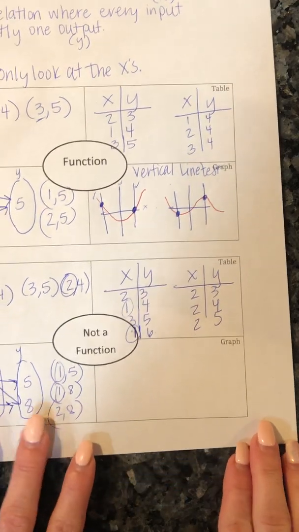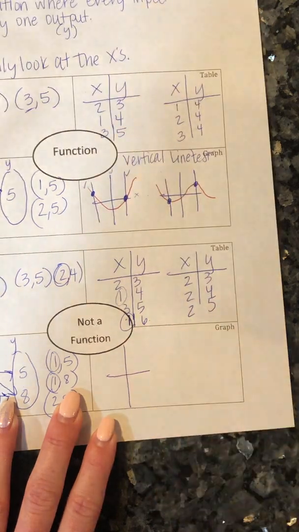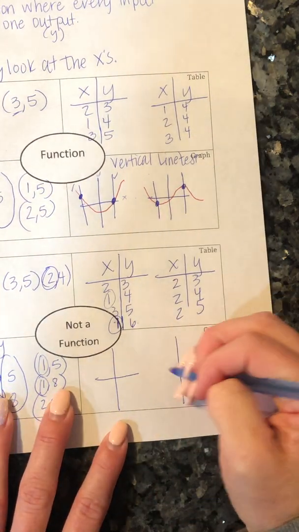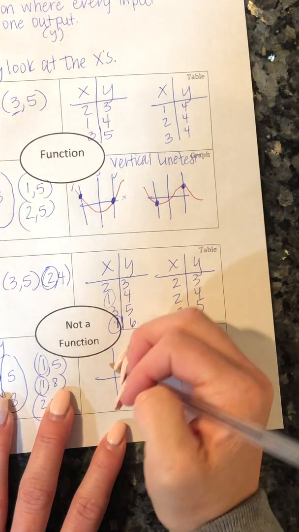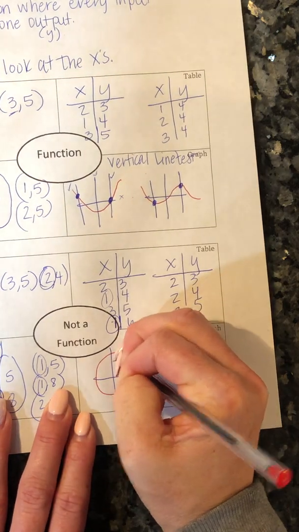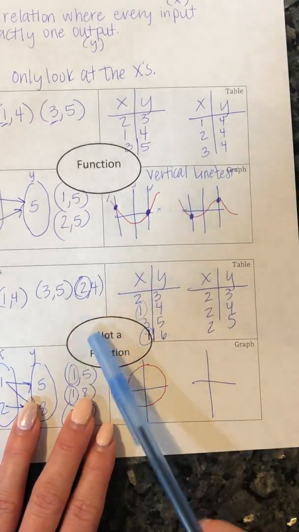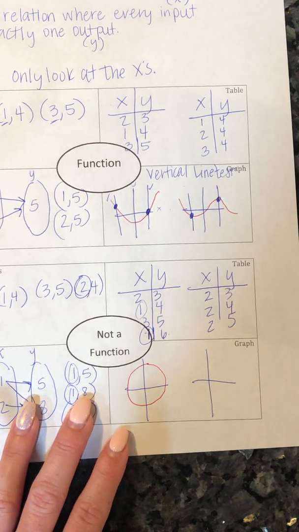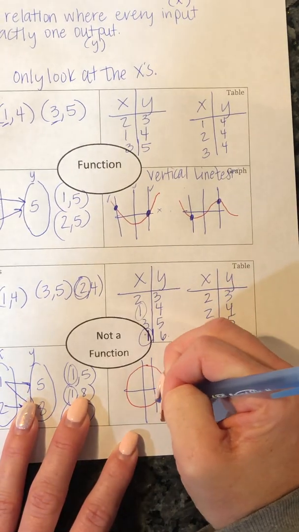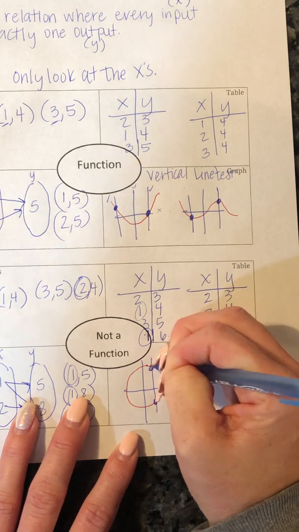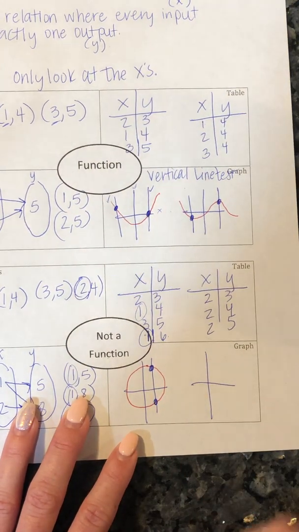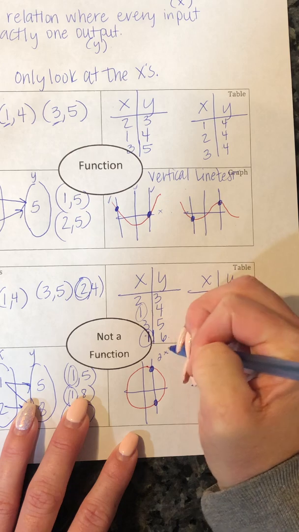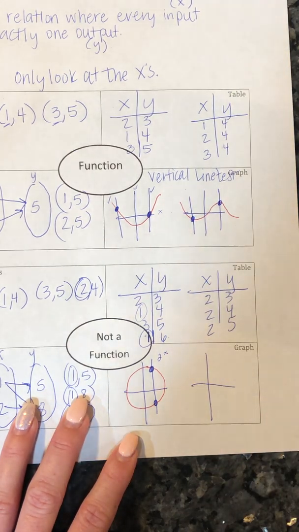So let's look at what would not be a function. So here I have my x and my y-axis. So I'm just gonna draw a circle. Why would this be considered not a function? Well, because if I draw a vertical line, meaning straight up and down, how many times did that vertical line touch my picture? It touched it 2 times. So that's not a function.